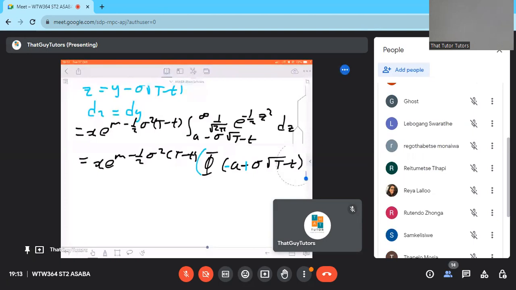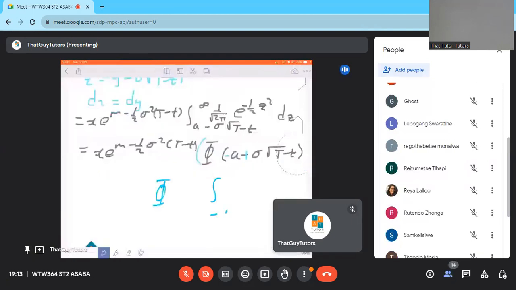Because the standard normal would have to go from negative infinity to some point there. Since this is a standard normal, and it is around 0, where the mean is 0, then you can just swap the signs.